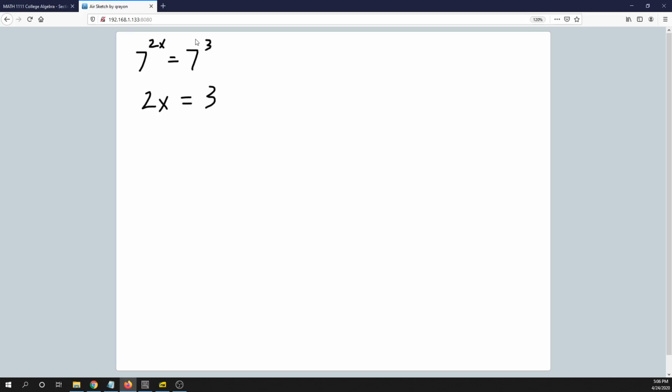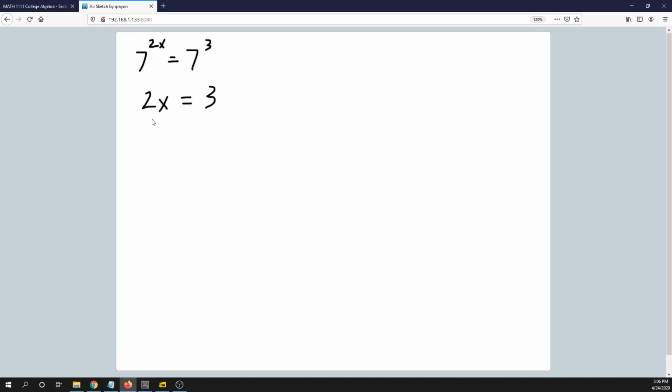So in other words, if 7 to the 2x power is equal to 7 to the third power, well, the only way that can happen is for 2x to be equal to 3. In other words, the exponent over here would have to be equal to the exponent over here. Okay, so again, it has to look pretty much exactly like this. If it's anything else, then you're probably going to have to do something else to solve that.